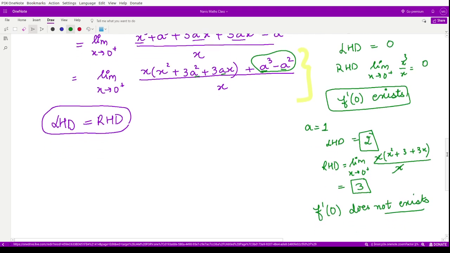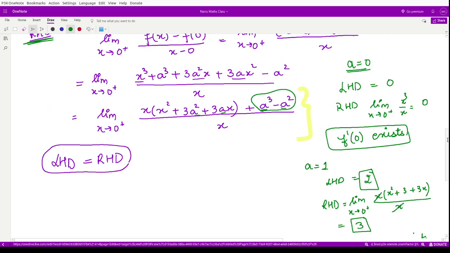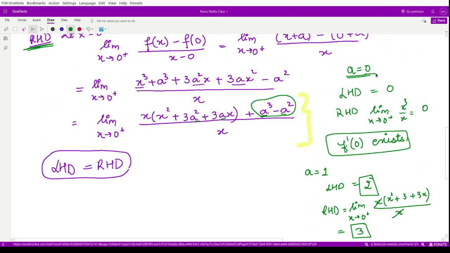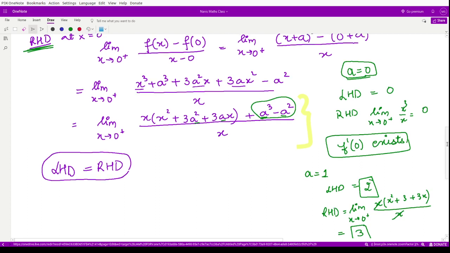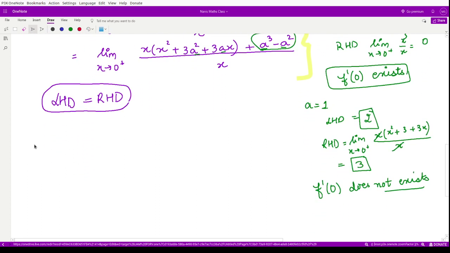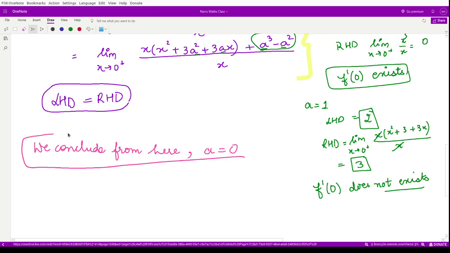So your first derivative exists only when your a is equal to 0. So from here we made a conclusion that your a should be equal to 0. Because we want our first derivative to exist, we conclude from here that a is strictly equal to 0. A is necessarily equal to 0.